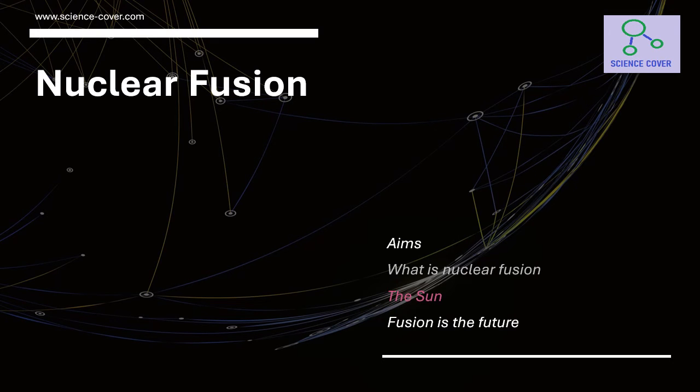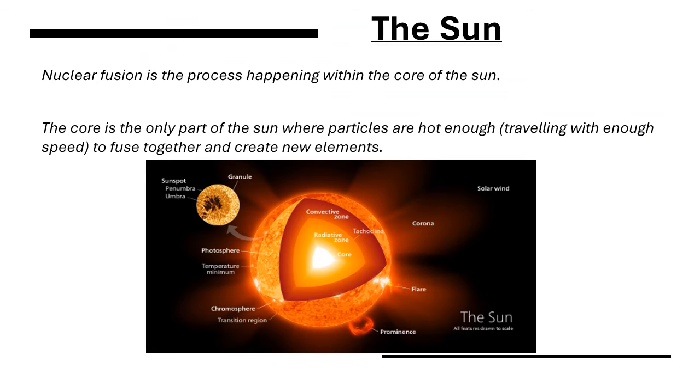Now let's investigate the process that goes on inside the sun. The sun is made of different layers. However, it is only the core of the sun at the very centre where nuclear fusion processes happen. This is because it is the only part of the sun where the particles are travelling with enough energy and speed to fuse together and create new elements.